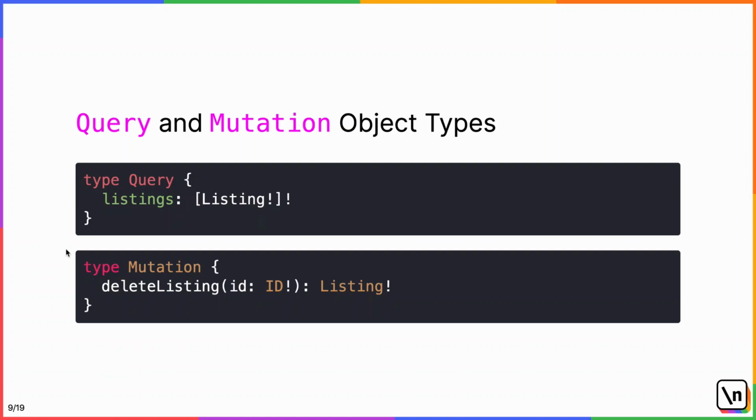Here's an example of a query object type that allows us to query a field known as listings. Similarly, we can have a mutation object type that has a field labeled delete listing, which takes ID as an argument and, according to its name, would most likely delete a listing. The listings query and delete listing mutation both return variations of the listing type that we could have defined earlier.